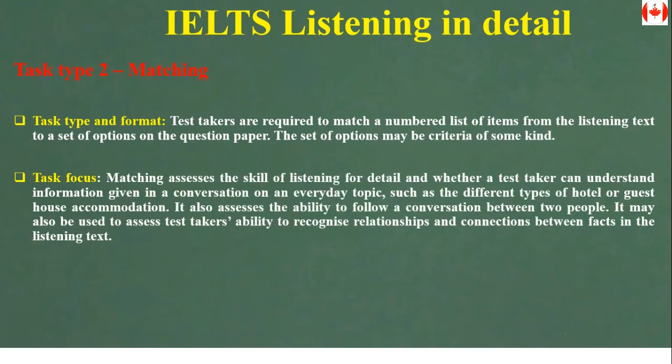In this task, the skills of listening for detail are tested, and whether the test taker can understand information given in a conversation on an everyday topic. The questions will be on an everyday topic, such as different types of hotels or guest house accommodation. It also assesses the ability to follow a conversation between two people. It may also be used to assess test takers' ability to recognize the relationship and connection between facts in the listening text. So you have to choose carefully which item matches the other one. It's not a very hard question, it just needs a lot of focus. The number of questions is also variable in this task.